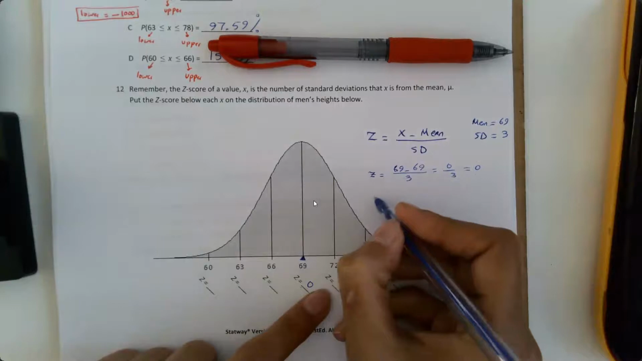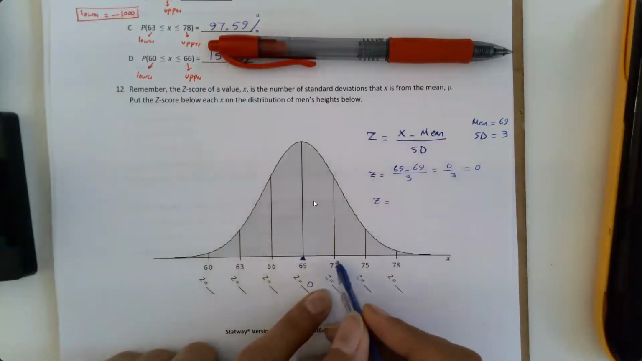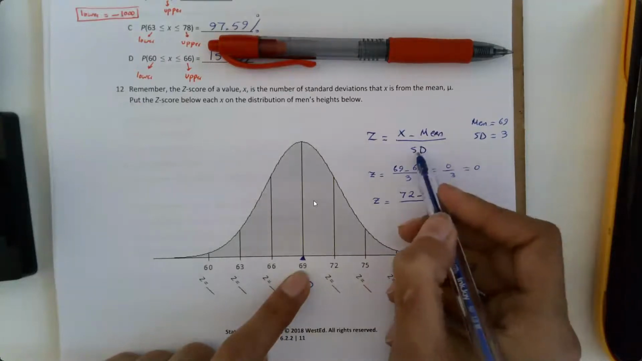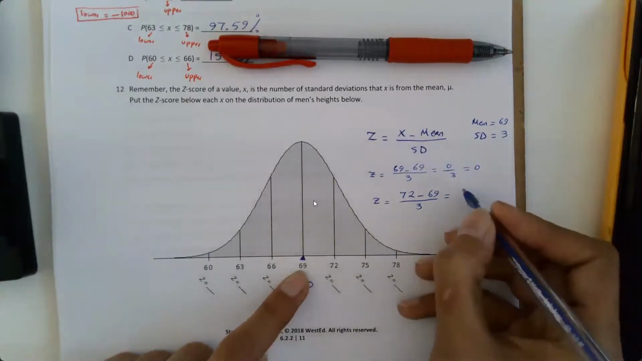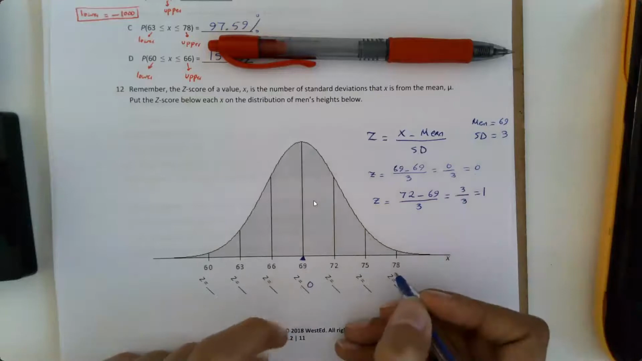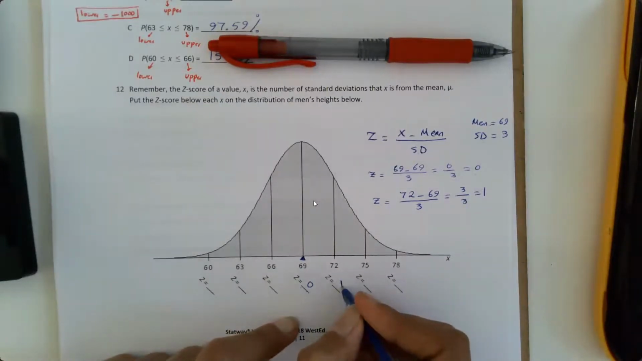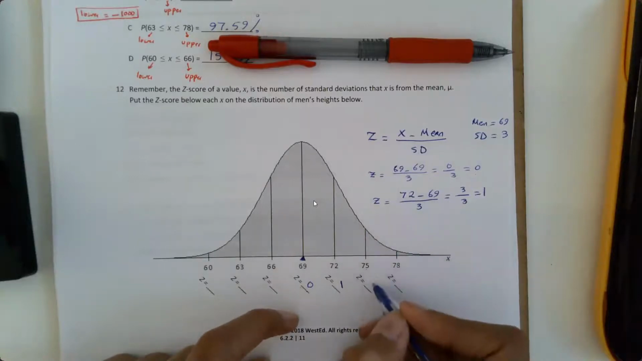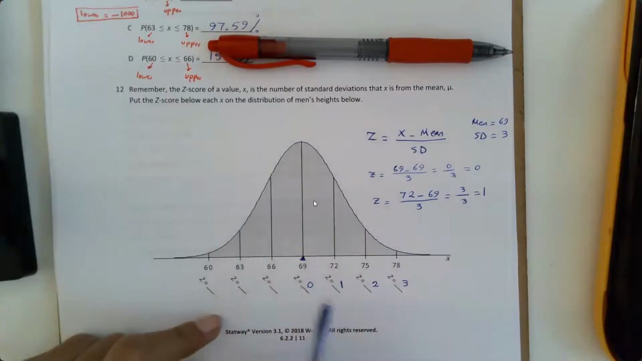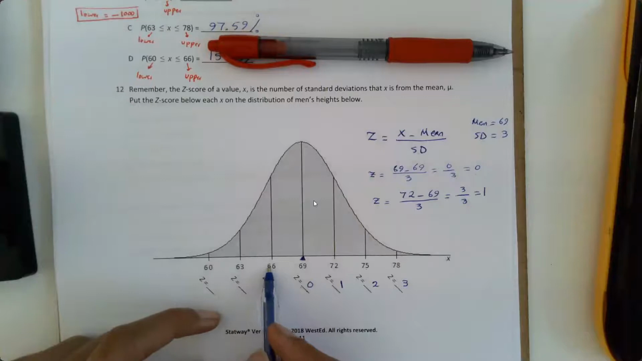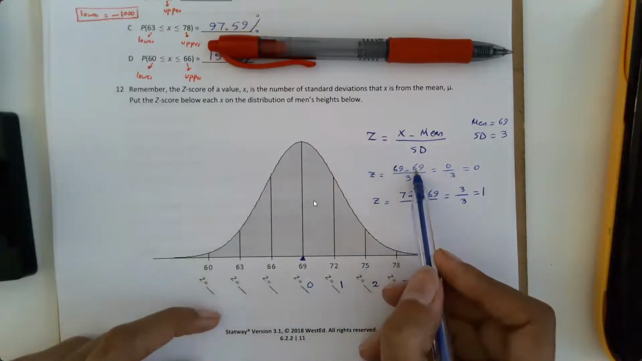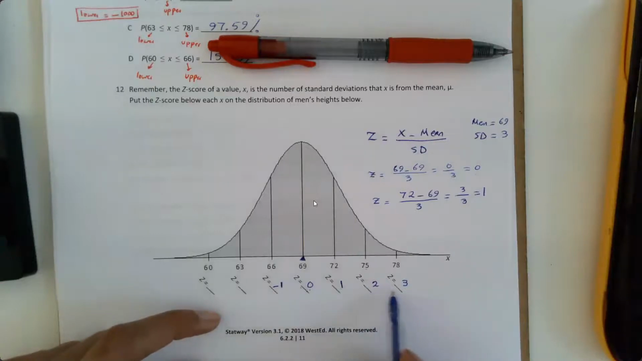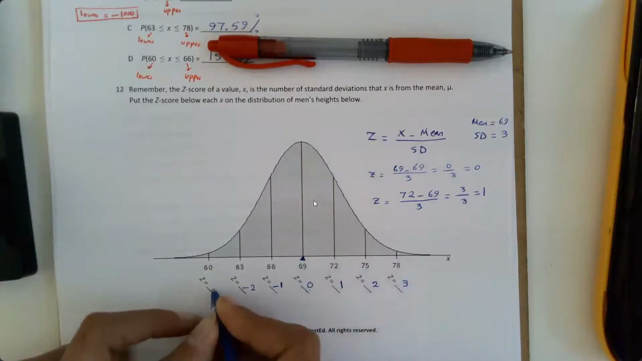What about the second z-score? I have my x, which is 72, minus the mean 69, divided by standard deviation 3. I get 3 divided by 3, which is equal to 1. So 0, then 1. If I plug in 75 minus 69, 6 divided by 3 is 2. The next z-score is 3. And on the left-hand side of 0, if I plug in 66, I get 66 minus 69, which is -3, divided by 3 is -1. So 0, +1, +2, +3, -1, -2, -3.